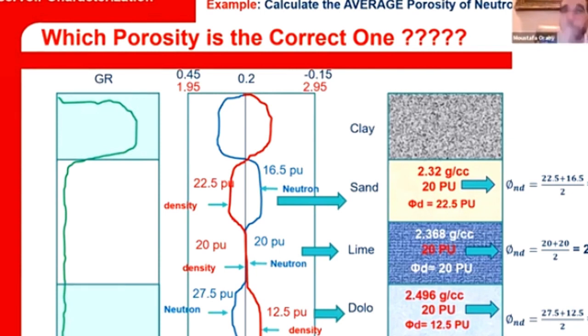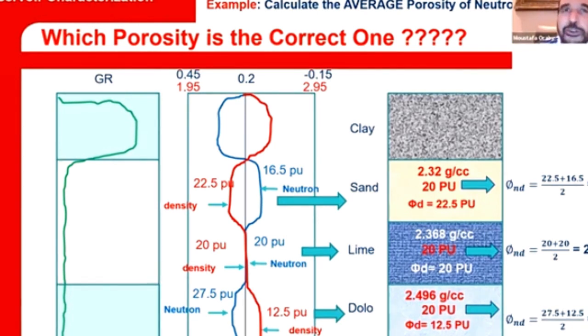So the API were right. Putting things on limestone scale made things much easier. By looking at the log, I can predict the lithology, and from the average of the porosity, I get the actual reservoir porosity, independent of lithology. It doesn't really matter if the lithology is limestone or sandstone or dolomite. Just average the neutron density porosity, and you will get your actual porosity regardless of any lithology you have in your reservoir.